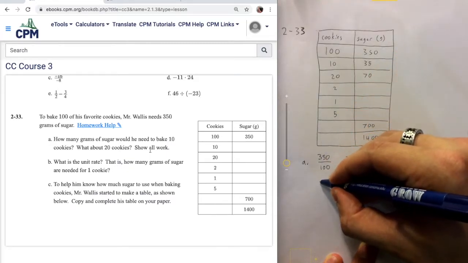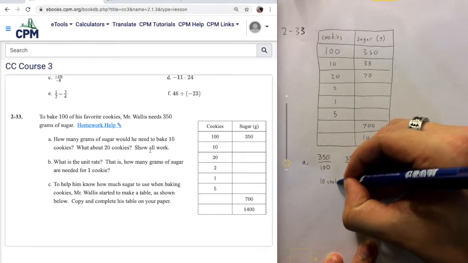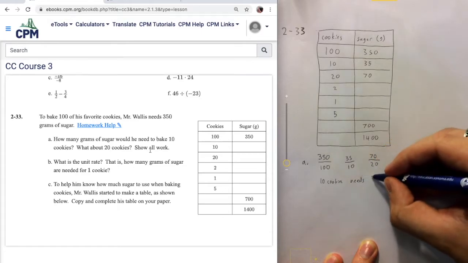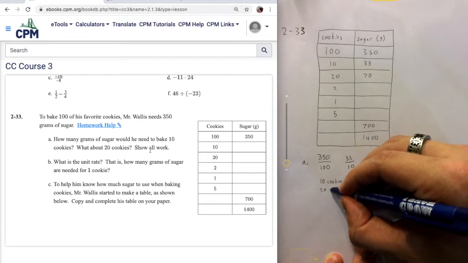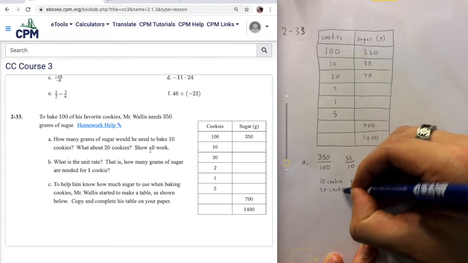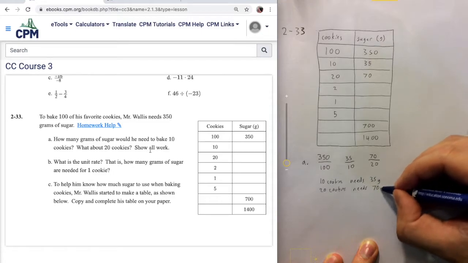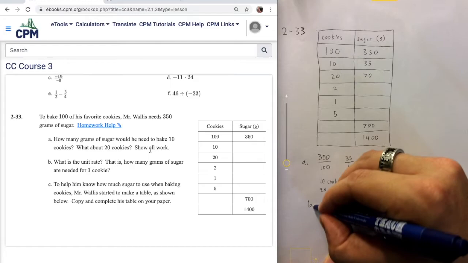So the answer to A would be 10 cookies needs 35 grams, and 20 cookies needs 70 grams. All right, let's take a look at part B.